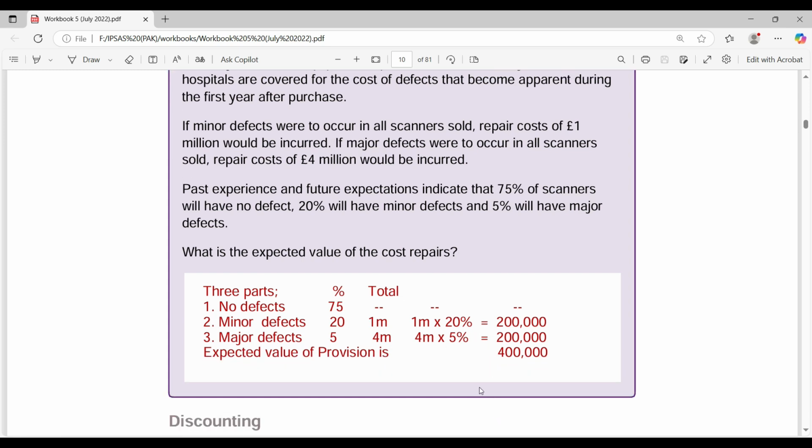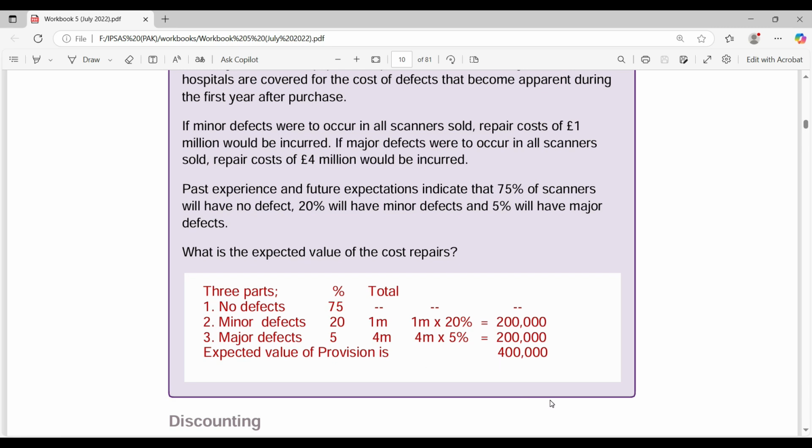Let's see, against 75% do nothing. Against minor defects, 1 million multiplied by 20% is 0.2 million, and against major defects similarly, the total expected value of provisions is 0.4 million.